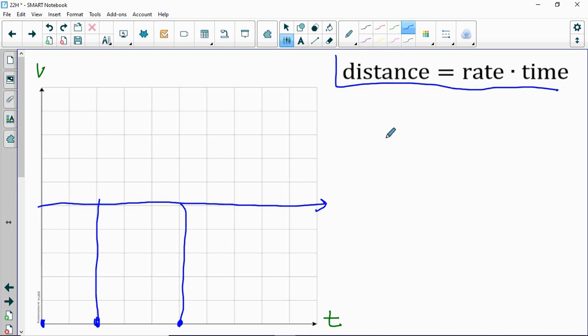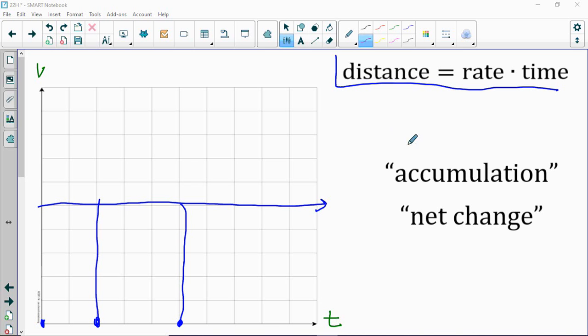So we're going to talk a lot about this later on, but this really does illustrate the connection between integration and what I would call accumulation or net change. Because that's what this problem is about, right? Where you could think of an object accumulating distance over time, or we're talking about the net change in its position or displacement.